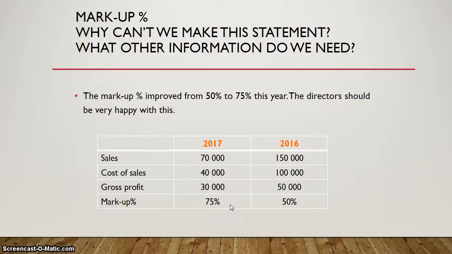But now let's look at what happened to our sales. Our sales went from 150,000 down to 70,000. What could have happened was, because the markup increased, the prices were higher, and so your clients were not prepared to pay the higher price. Hence, your sales went down. And because your sales went down, your gross profit also deteriorated. So in this case, would the directors be happy that the markup had increased? I think not, because they have made less sales, and as a result of that, less profits.